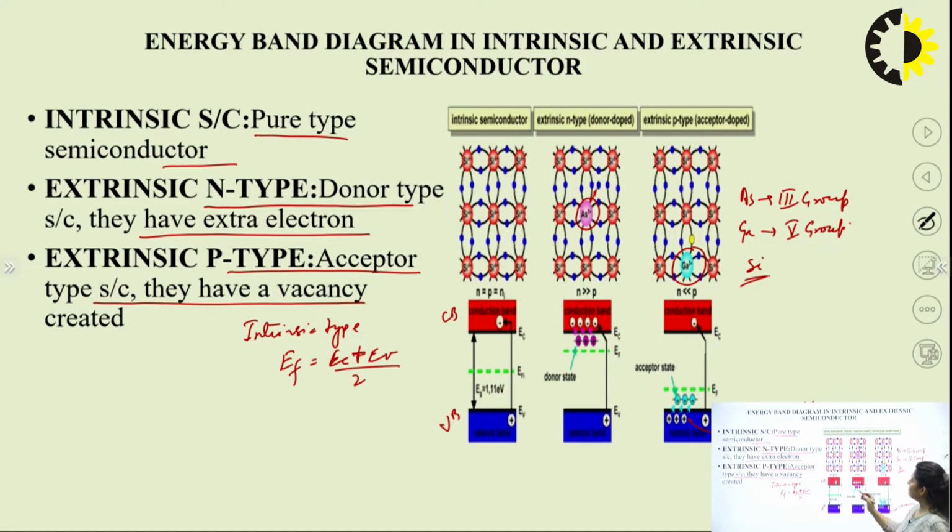Here we have n is equivalent to p is equivalent to ni for the case of the intrinsic semiconductor, because the number of electrons and holes are equal. For n-type doping, or the n-type extrinsic semiconductor with fifth group element doping, we have n very much greater than p. For the third group elements, we have n very much less than p. So these are the three conditions of the energy band gap diagram for intrinsic and extrinsic type semiconductors.